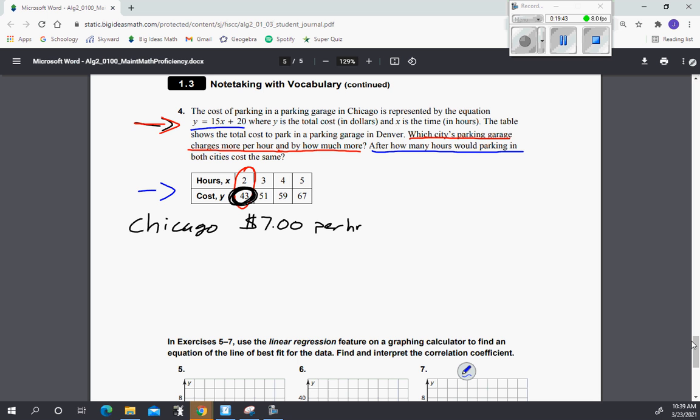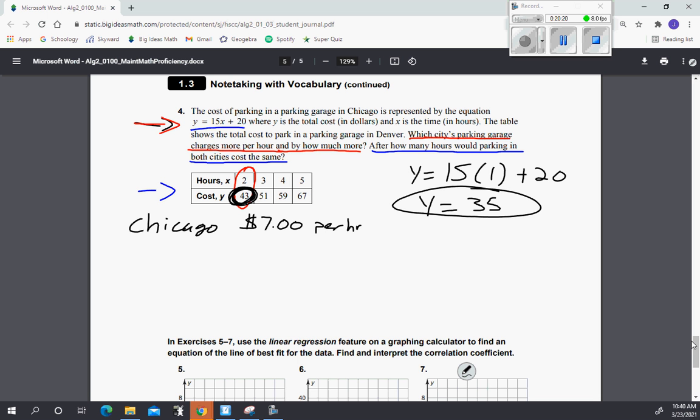The next question. After how many hours would parking in both cities cost the same? Okay, well, if I look up here, each time it's going up $7. Hour 3, we're just at 51. Well, that's going to bump up in Chicago, right? Let's find out 1 hour. Okay, let's find Chicago's 1 hour. Well, that'd just be y equals 15 times 1 plus 20. But that's really just equal to 35. Okay, so that's 1 hour in Chicago.